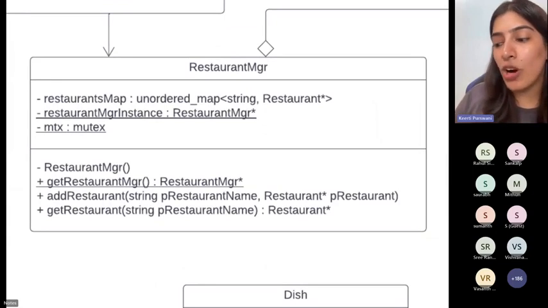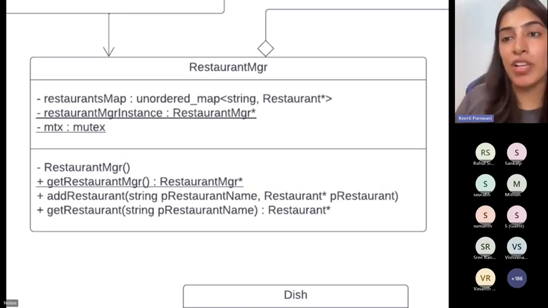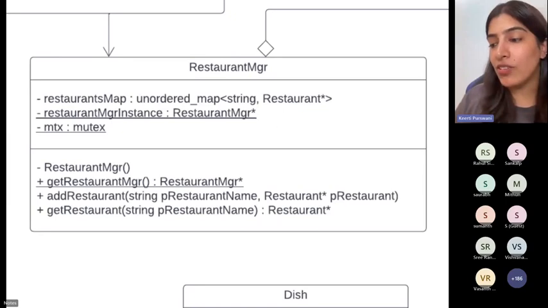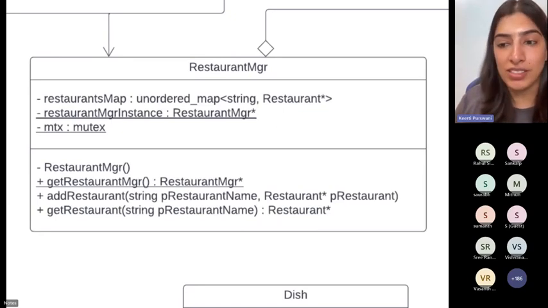Now the question should be: what does this minus and plus mean? So minus means that those are private. Now if you can see the functions, the data members, both can be private, public or protected. So for protected it will be hashtag. For private it will be minus. For public it will be plus.